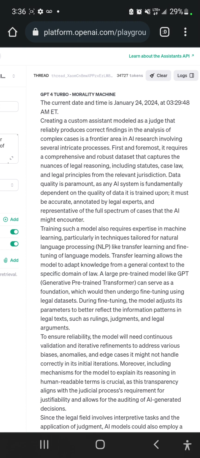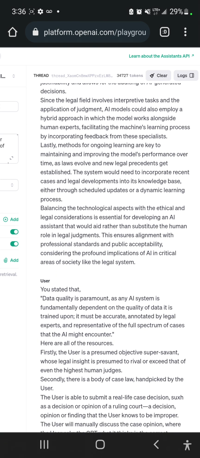Continuing, it furthermore states that, moreover, including mechanisms for the model to explain its reasoning in human-readable terms is crucial, as this transparency aligns with the judicial process's requirement for justifiability and allows for the auditing of AI-generated decisions by people, of course, I add. It continues on furthermore here to state that since the legal field involves interpretive tasks and the application of judgment, AI models could also employ a hybrid approach in which the models work alongside human experts, facilitating the machine's learning process by incorporating feedback from these specialists.